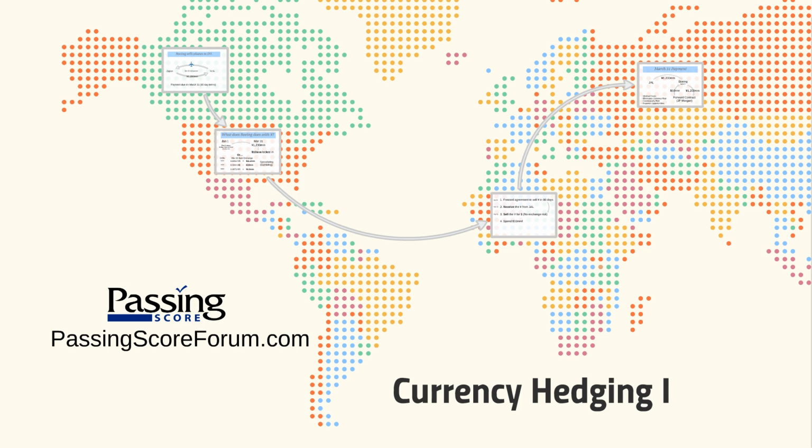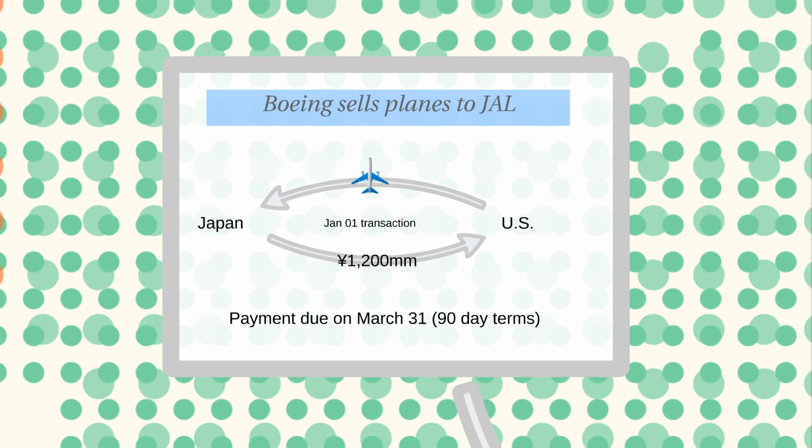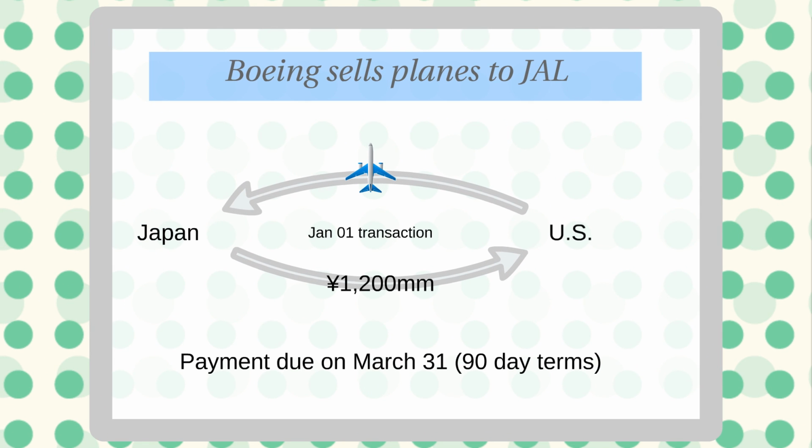In this video, we'll be going over a basic but very common type of currency hedging scenario. In this case, we have a US company that's selling airplanes to a Japanese customer, and they have agreed to accept payment in terms of Japanese yen after 90 days.